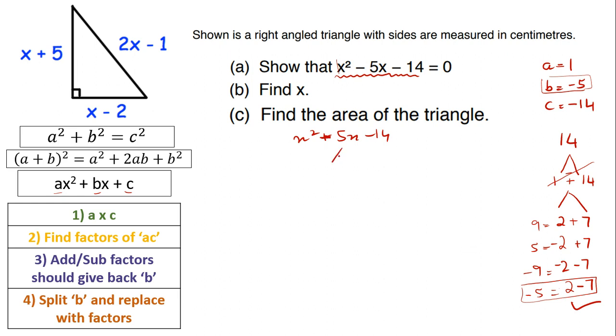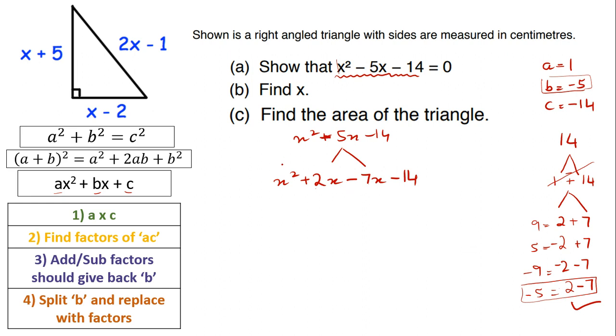Now, if I have to split this, the split b means that you have to split the 5x, the -5x, and then replace it with the factors that you found, that is 2 and -7. So I'm going to write x squared and then plus 2x minus 7x minus 14. So these are the two factors, +2 and -7, that I am supposed to be using.